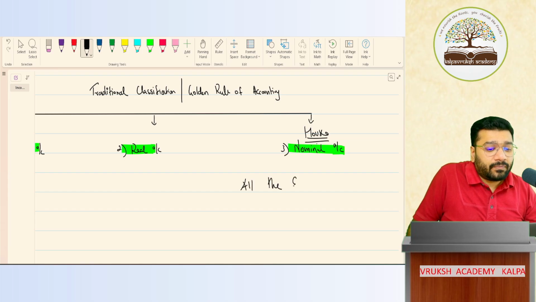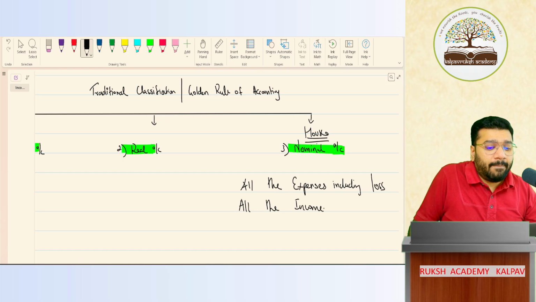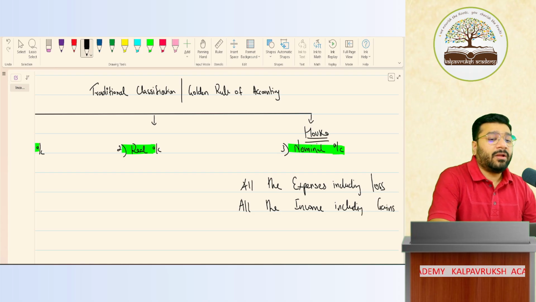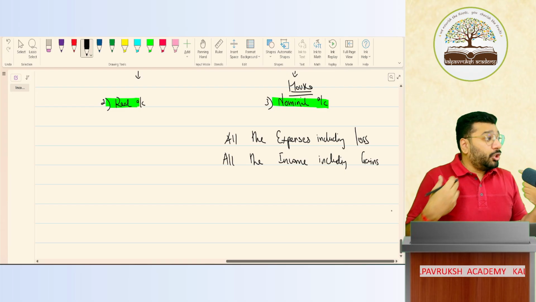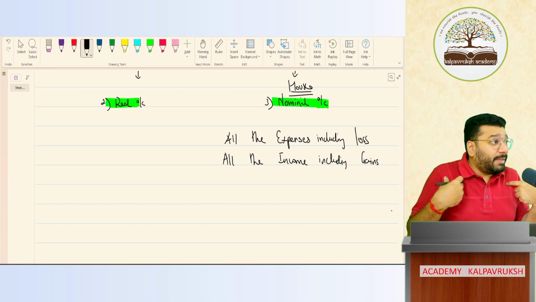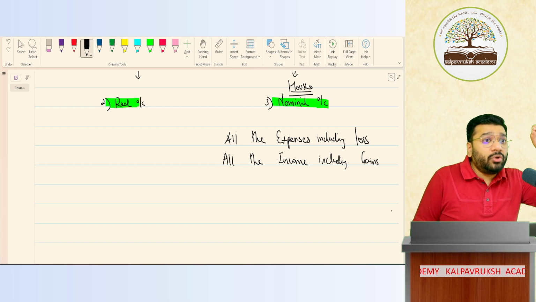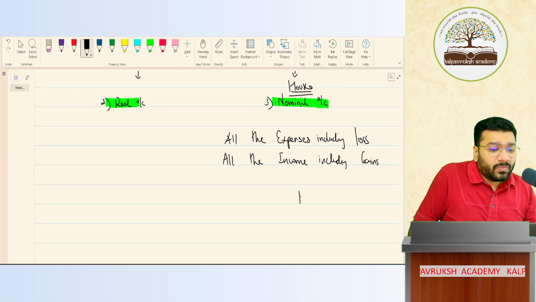So all the expenses, including losses, and all the income, including gains, you will go to nominal account to identify whether you should be debited or credited. Now, expenses, should they be debited or credited in the books of accounts? If I want to know the rule, I have to go to nominal account. So what does the nominal account say?